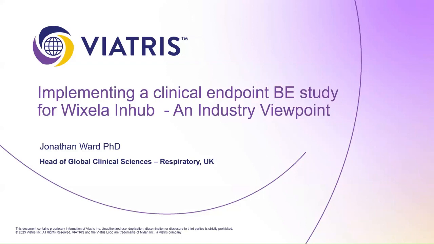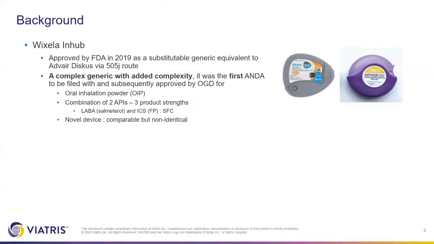I thought I'd better start with some background, because for those outside the US, you may not know much about Wixela Inhub. So this was approved by FDA in 2019 as a substitutable generic equivalent to Advair Diskus. I like to think of it as a complex generic with added complexity. It felt like complexity squared working on this within industry. And it was the first one filed to my knowledge for ANDA and the first one approved.